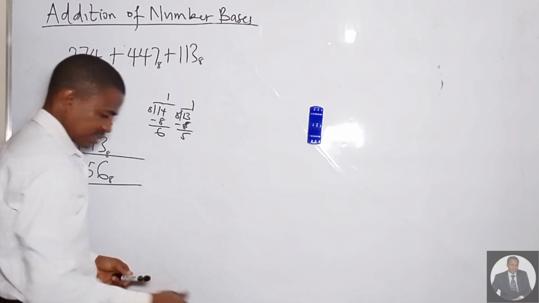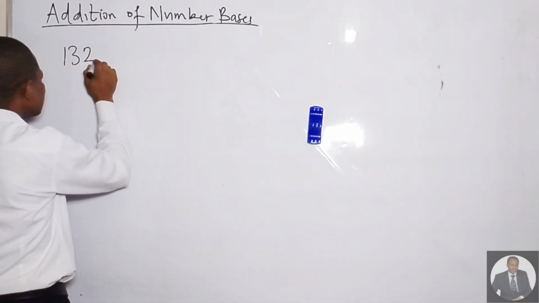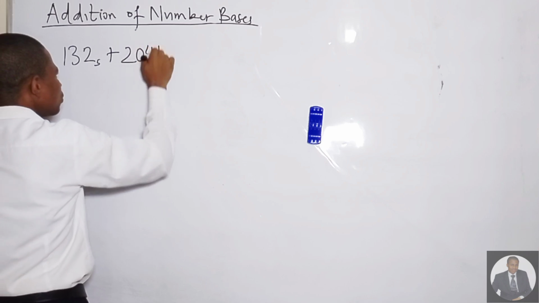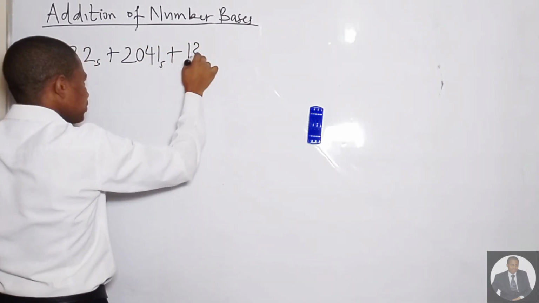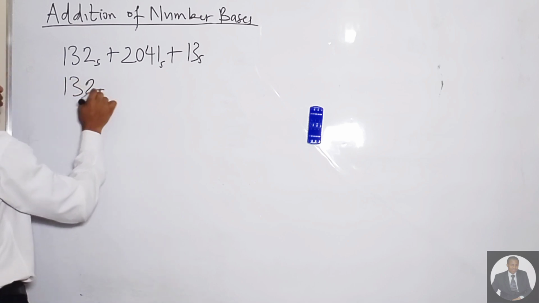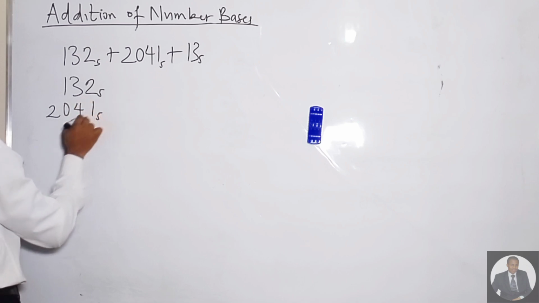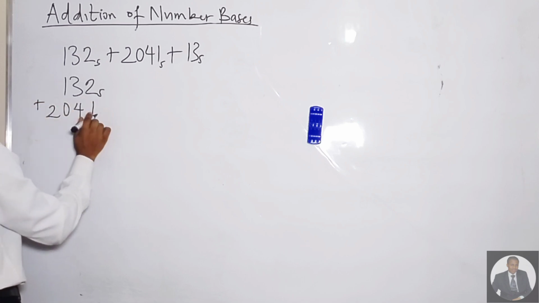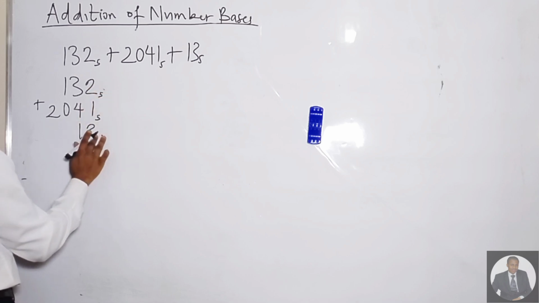So our answer will be 1556 base 8. 32 base 5 plus 2041 base 5 plus 13 base 5. So we say 132 base 5, 2041 base 5, 13 base 5, base 5.